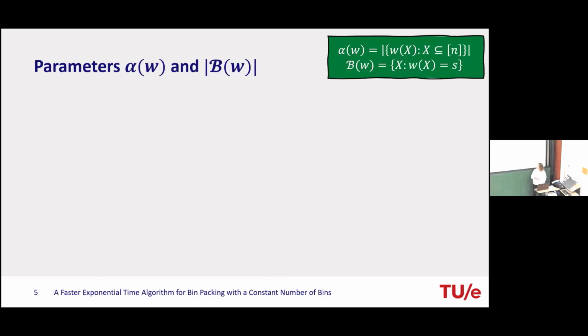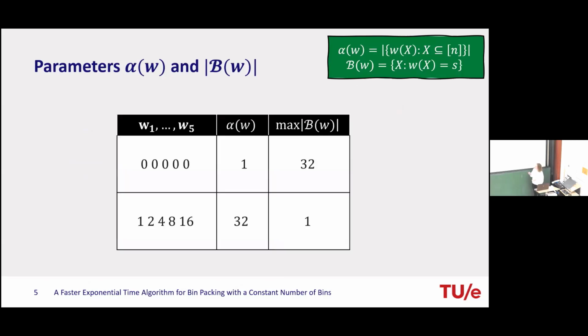So first, just to really be sure everyone's on the same page, I just want to have a quick example. So for example, alpha of W, if we have only 5 items and they're all having weight 0, then alpha of W is 1 because we only have weight 0. That's the only weight that's being generated. And there are 32 different sets that all have this weight 0. And on the other side of the spectrum would be if we have, for example, powers of 2, so 1, 2, 4, 8, and 16. Then we can generate the weights 0 up until 31, so 32 different weights, and each one of them has a unique weight, so B of W is 1. Okay, so algorithm A.